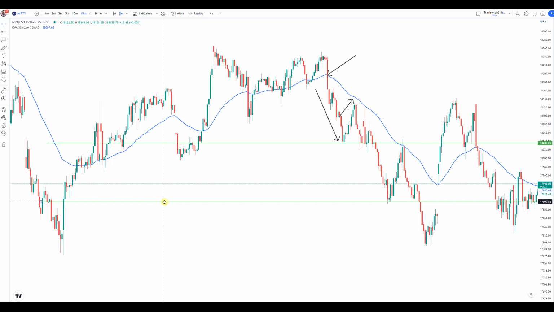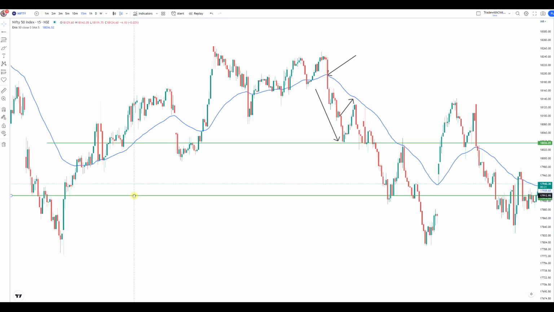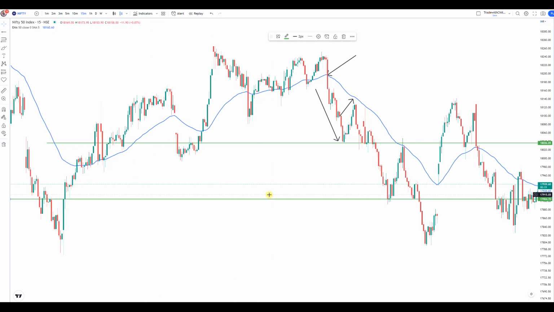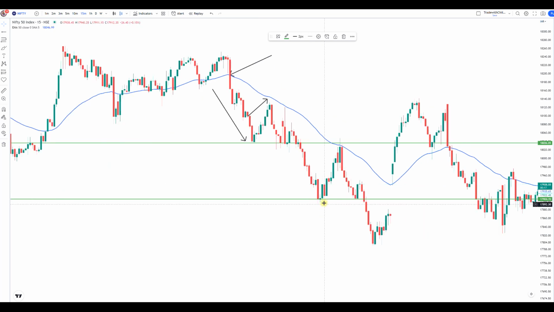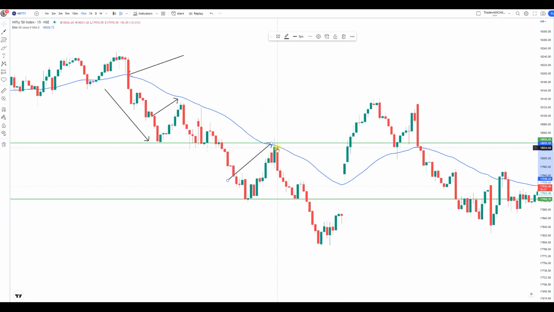Here, this zone is again a major support zone, right? So after touching this support zone, price again tried to attract the EMA. Again, after the green candle, we got the red candle here. So here again, you can enter the short trade. So this is how you need to analyze the price action, analyze the candles with the EMA.